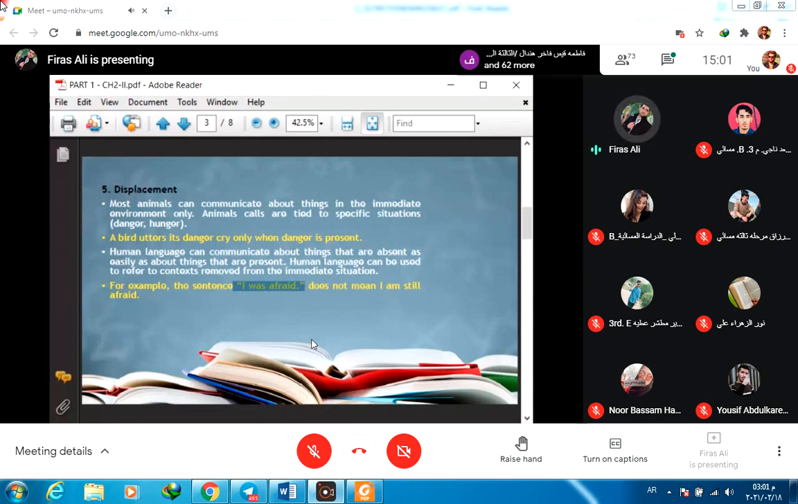displacement. Can a bird express how it feels or how it felt yesterday? Like that? No. Animals communicate only about the immediate environment, only about things that are present around them, in front of them, things that they can see and feel at the moment. They cannot talk or communicate ideas about the past. They only talk about the present. But we can talk about the present and the past. We can talk about things that are present and things that are absent at the same time.